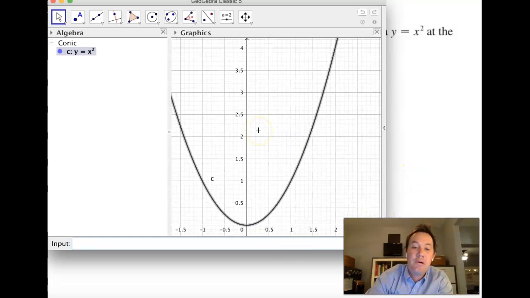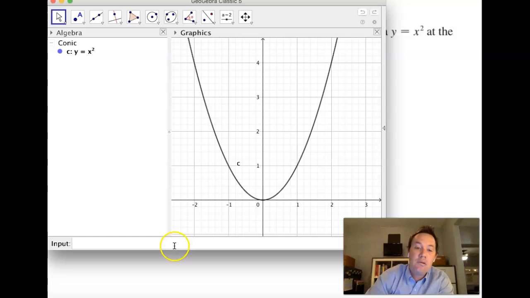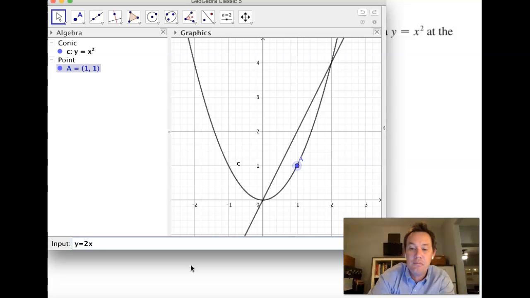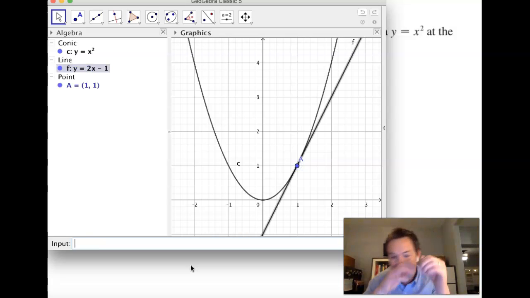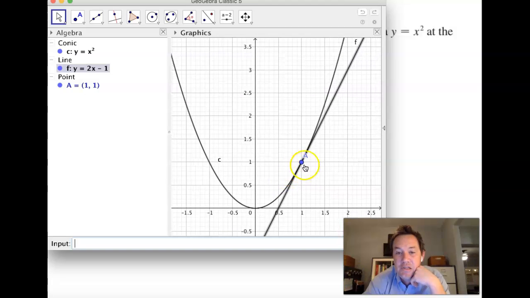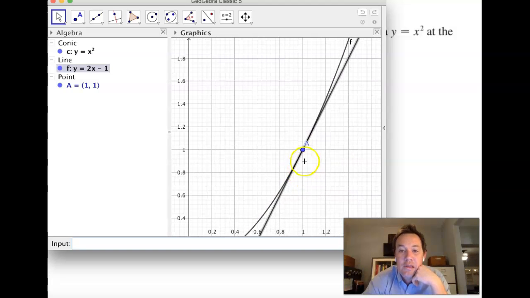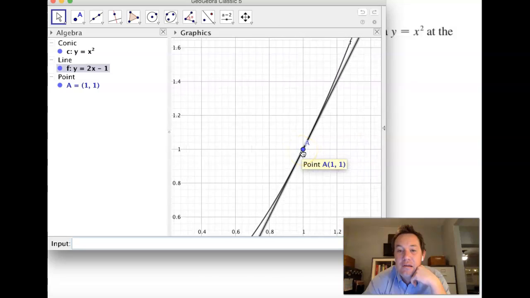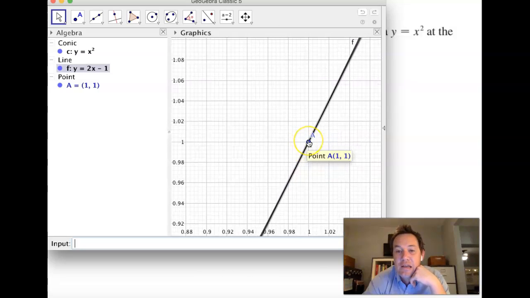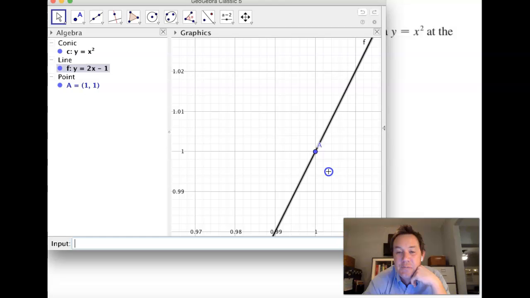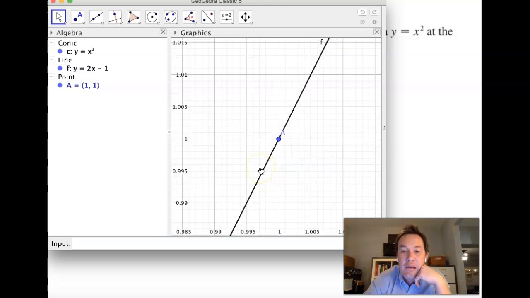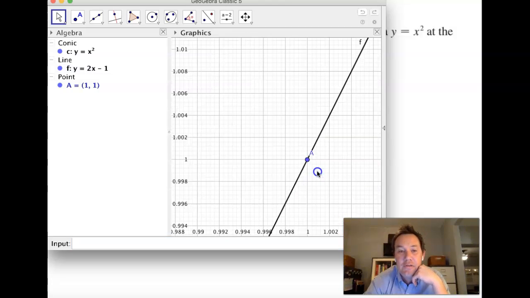All right, so here's our parabola. Let's put the point (1, 1) on there. And then let's look at our answer. y equals 2x minus 1. There you go. Slope of the tangent line at that point. One thing that I want you to notice is that I can zoom in as far as I like, and at some point you can't even tell the difference between the parabola and the tangent line when I get close enough.